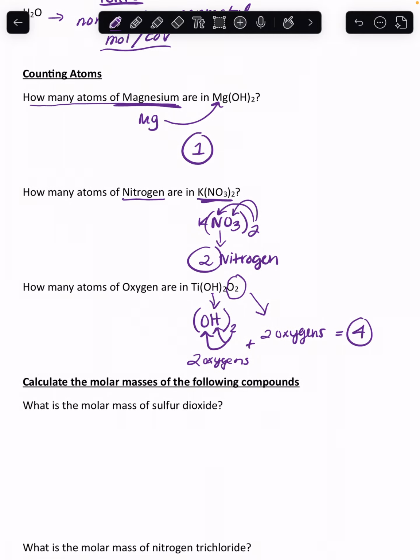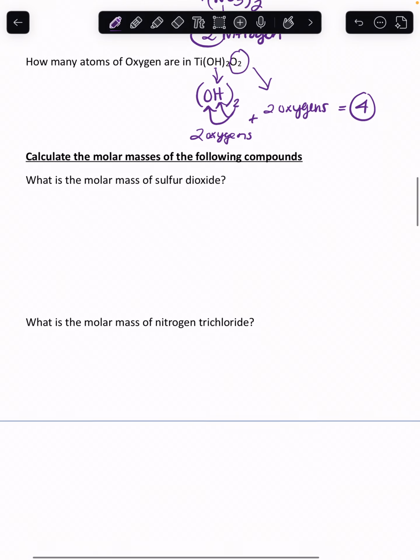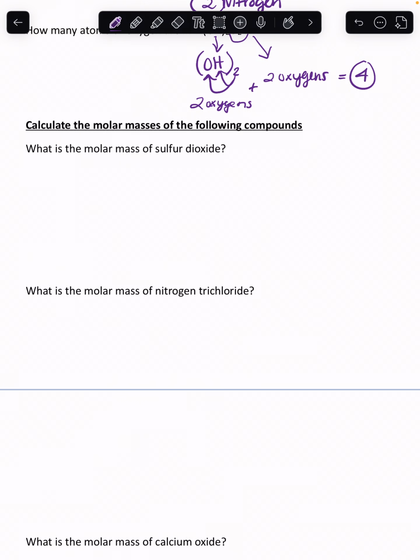Lovely, lovely. Moving down, calculate the molar masses of the following compounds. So this is going to require some actual calculation. Okay. What is the molar mass of sulfur dioxide? Now, nomenclature comes into play here because they're not giving you the formula for sulfur dioxide. You have to figure it out. Okay? That's part of the trick. It is multiple choice, but you have to know how many sulfur and how many oxygens are in this compound.